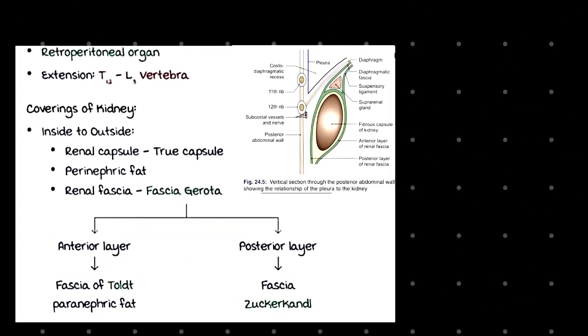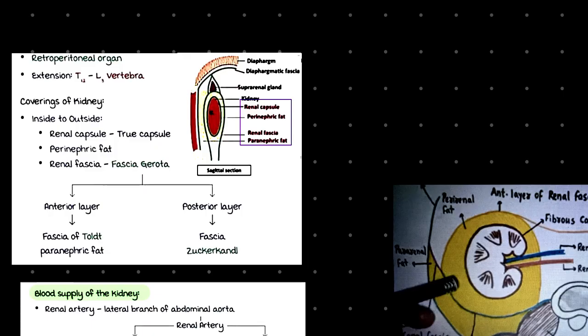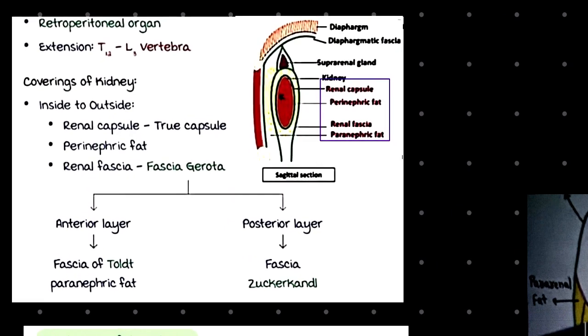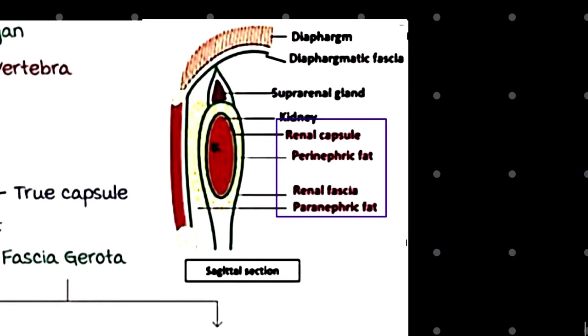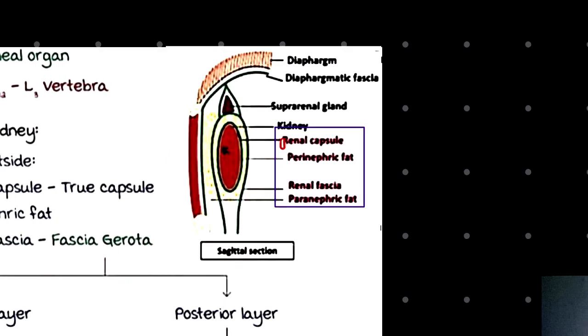Now moving further, we'll be talking about the covering of kidney. Now talking about the covering of kidney, we can remember it as RPRP. Now what are these RPRP? Inside to outside, the innermost is our renal capsule. Similarly, we have perinephric fat, we have renal fascia, and we have paranephric fat.